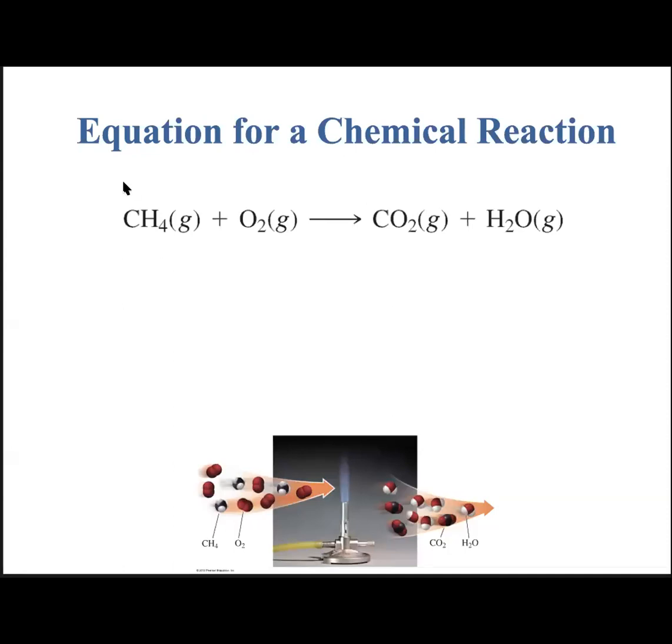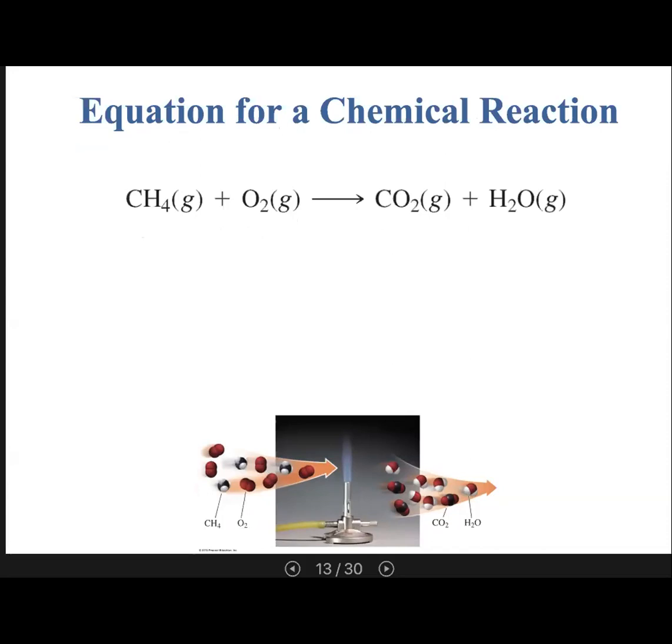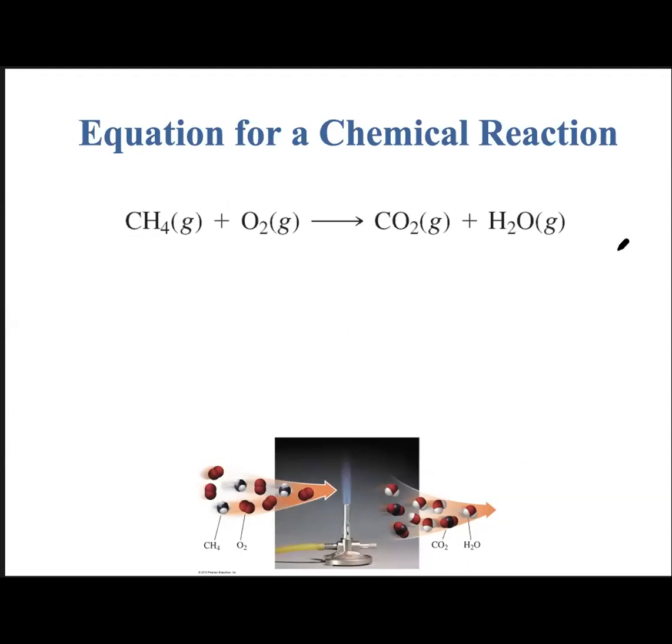All right, so let's start breaking down what we have in an equation for a chemical reaction. In our most basic form, what we're going to see is the things that are reacting together, the two things on the left-hand side of the equation, we call the reactants. Those are the things that are reacting together. They are the starting materials.